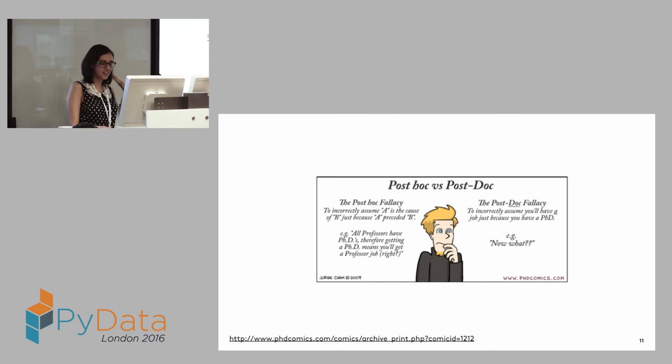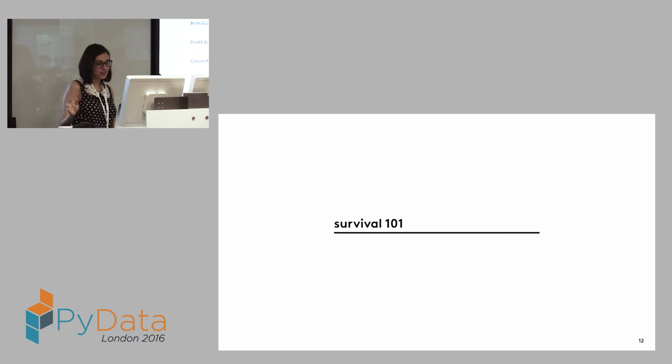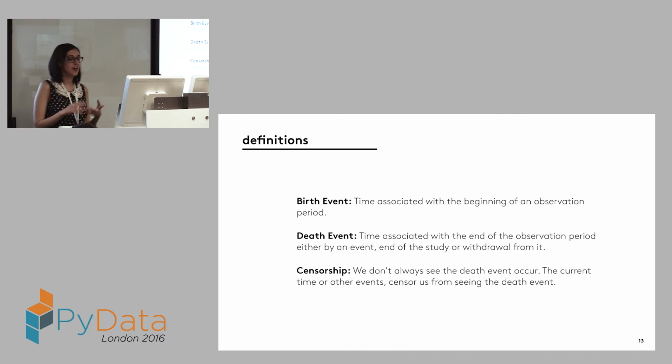But before we start going into academia, let me just give a very, very quick skim through what I call Survival Analysis 101. So some definitions first. The birth event is the time associated with the beginning of an observation period. The death event is the time associated with the end of an observation period, either by an event, end of the study, or withdrawal from it.